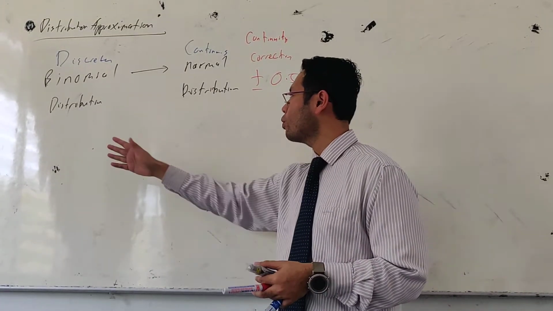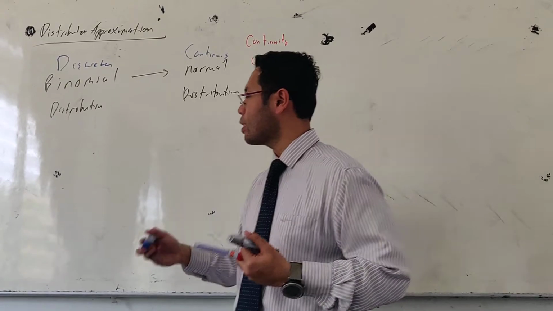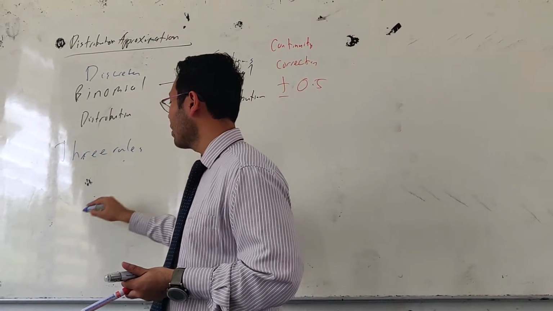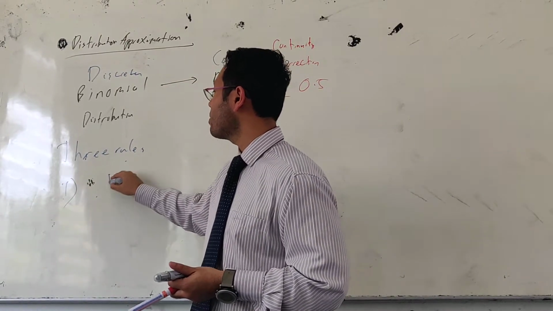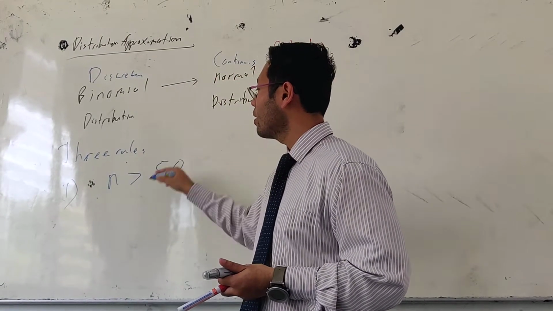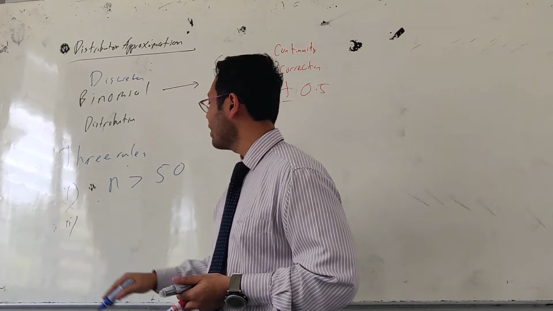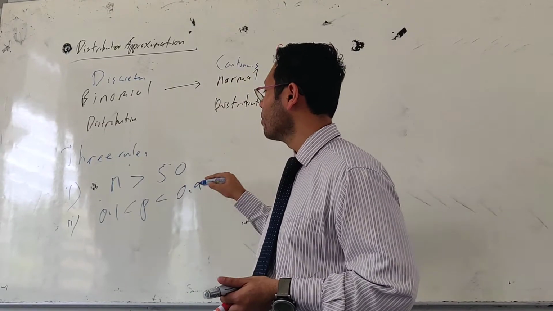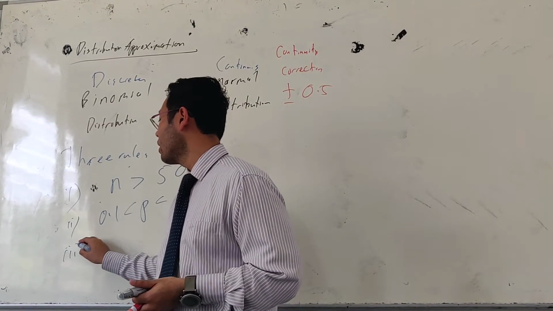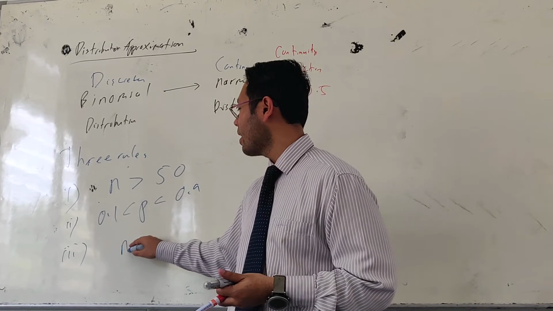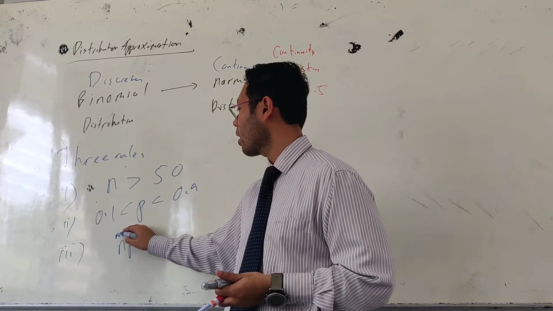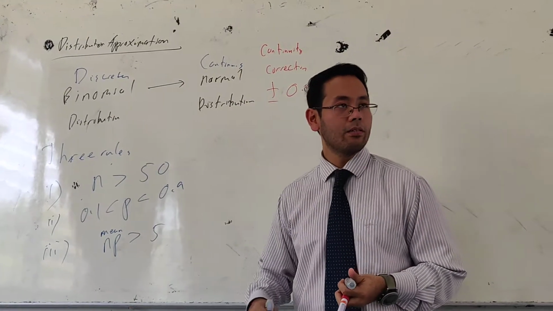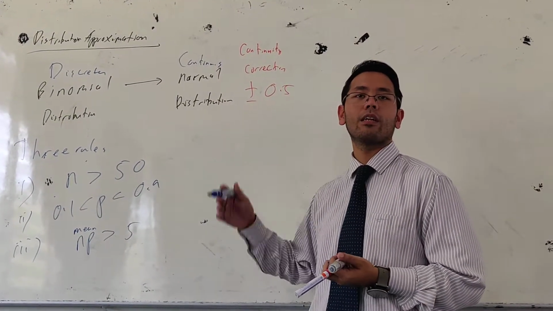Can we always do this? There are three rules that you need to follow. Firstly, the n must be more than 50. Secondly, the p must be between 0.1 and 0.9. Thirdly, np, your mean, must be more than 5. Once you satisfy these three rules, then only you can do this technique.